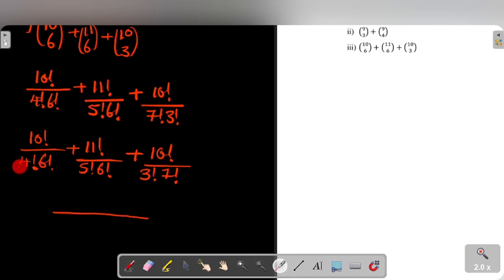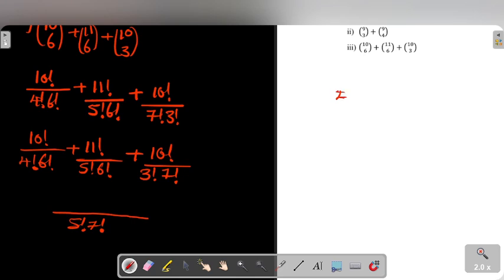So the common denominator between the first numbers, that is 4 factorial, 5 factorial, 3 factorial. So the bigger number is 5 factorial. So 5 factorial becomes the common denominator. Then for the last numbers, you have 6 factorial, 6 factorial, 7 factorial. So here 7 factorial is the bigger number. So you start dividing. So this divide by that. So it is 4 factorial. No. So it is 5 factorial.